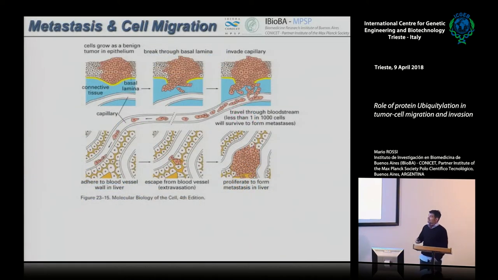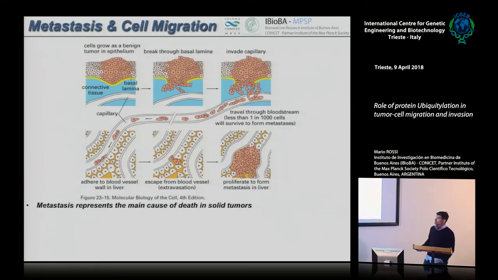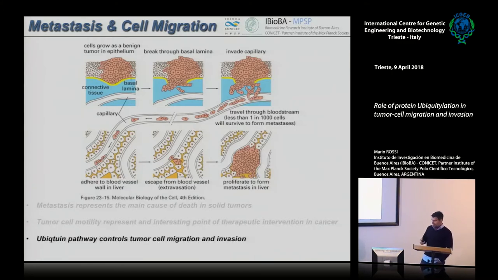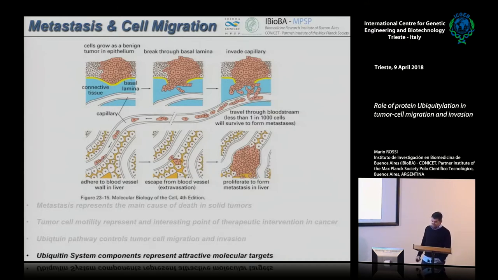Metastasis is the main cause of death of solid tumors, and cell motility is somehow related to the metastatic capacity of the cells. So studying the motility of tumor cells might be relevant for understanding or finding Achilles heels where to hit tumor cells. And it is known that the ubiquitin pathway, as I told you before, is controlling most everything, and motility is not an exception. So the idea is that finding new regulators in the ubiquitin pathway that control this can maybe, in the future, contribute to attractive molecular targets.